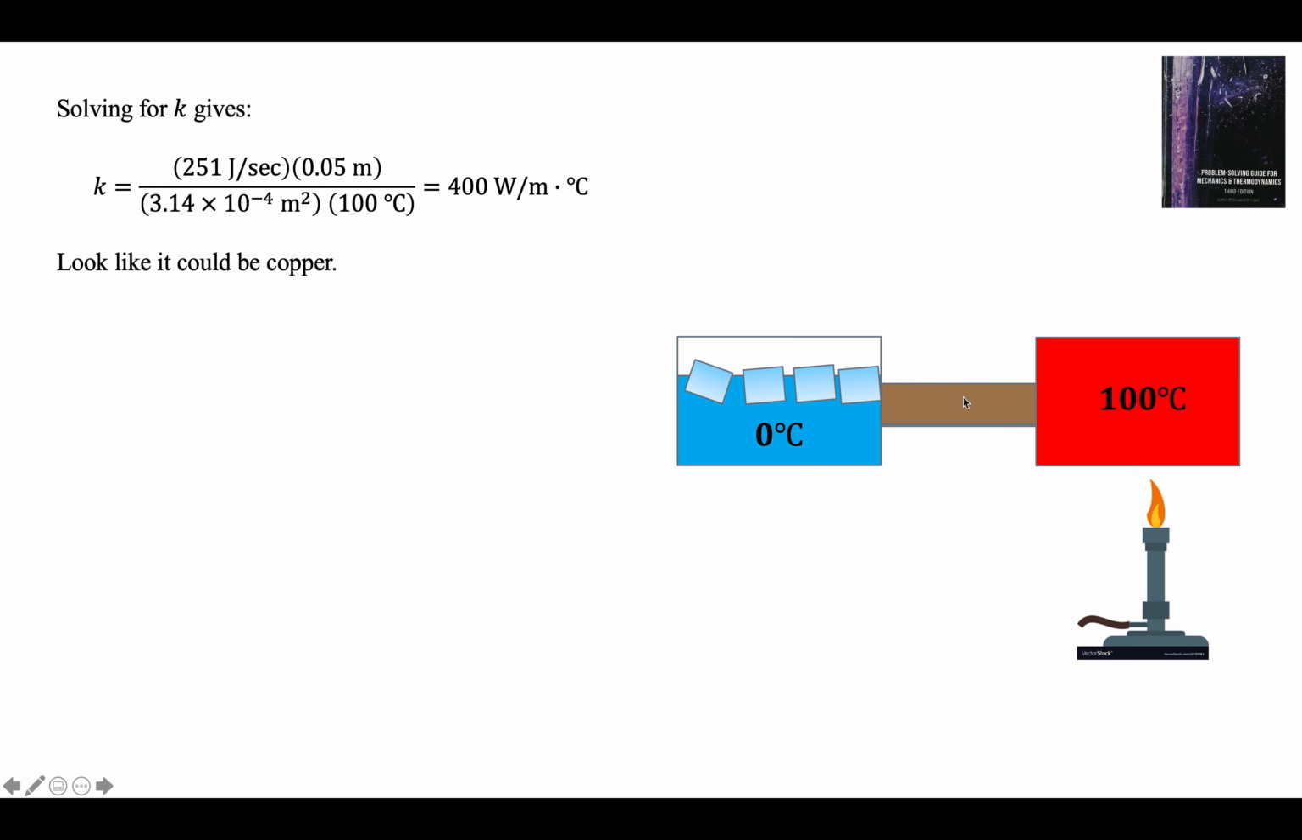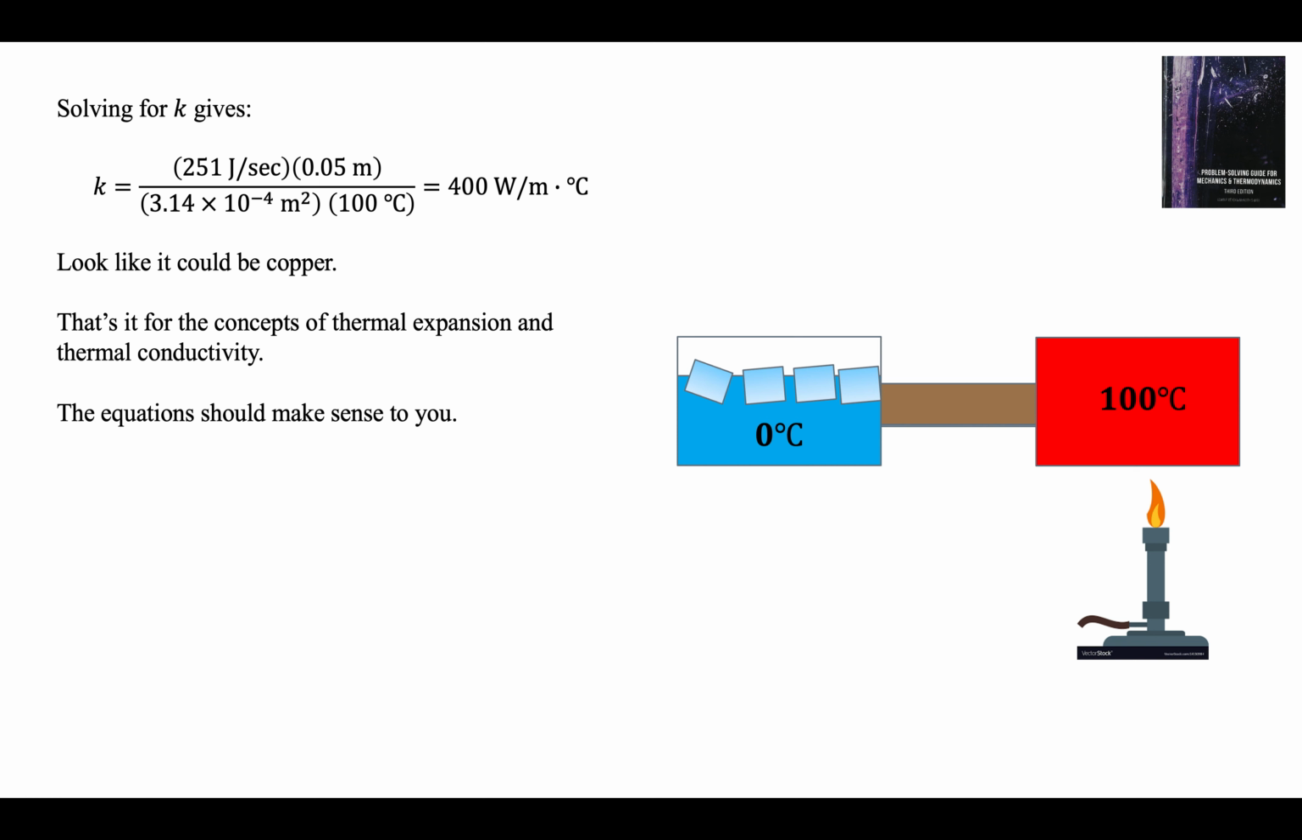Copper rod. So that's it for the concepts of thermal expansion and thermal conductivity. The equations involved should make sense to you. The change in length is alpha, the thermal expansion coefficient, times the original length, times the change in temperature. Of course it is. The flow rate is the thermal conductivity, times the cross-sectional area through which the thermal energy is flowing, times the temperature difference, which drives it, divided by the length.